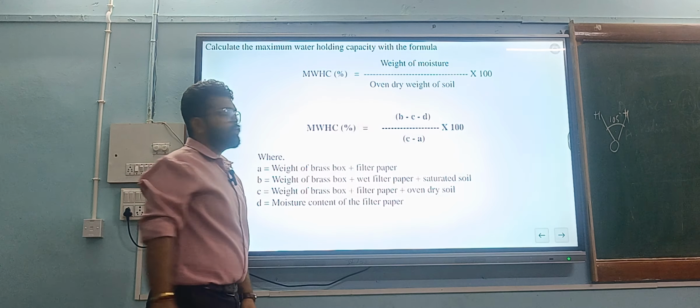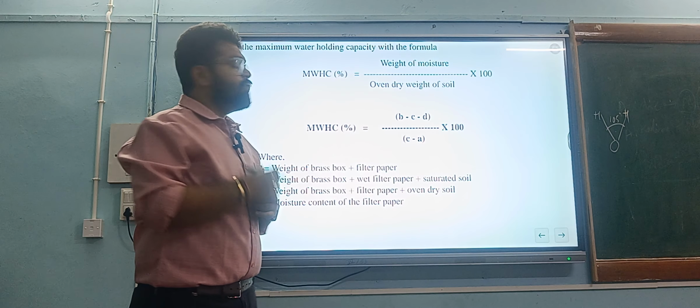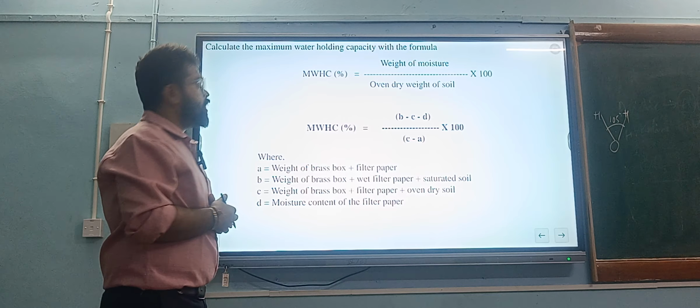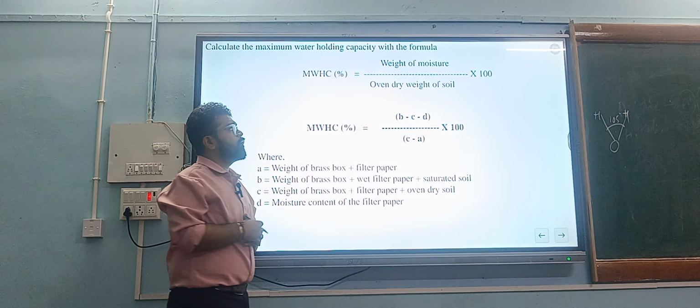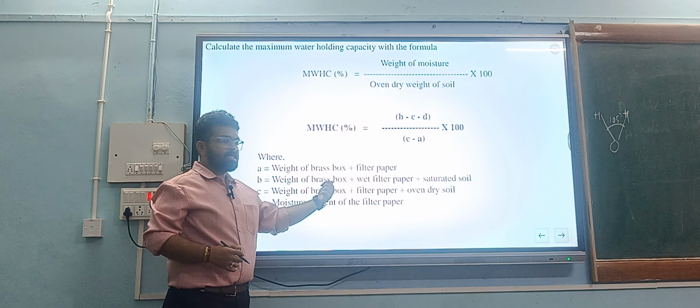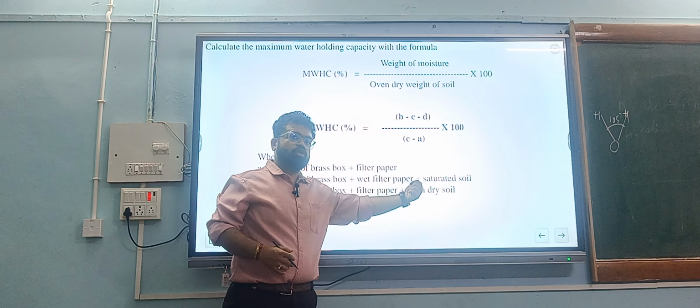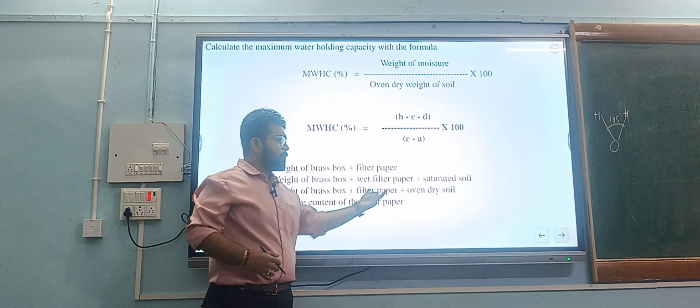Then, how to calculate the maximum water holding capacity of the soil: it is equal to the weight of moisture divided by the weight of oven dry soil, multiplied by 100. You get the maximum water holding capacity. So what is the weight of moisture? It is B minus C minus D. What is B? That is the weight of brass box plus filter paper plus saturated soil. Then it is subtracted by the weight of the brass box, filter paper and oven dry soil.